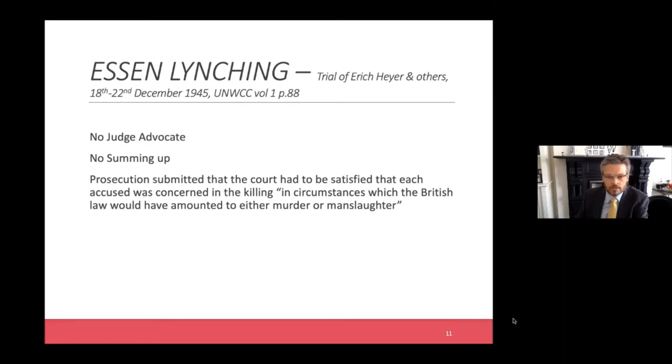There was no judge advocate and no summing up. The approach of the court to both the facts and the law which they applied does not appear in the report, save that there was uncertainty as to what exactly was the nature of the charge against these men. The wording of the charge alleged that the accused were concerned in the killing of three British airmen. The prosecutor said that for the purpose of this trial, he would invite the court to take the view that this was a charge of murder and nothing other than murder, presumably referring to a requirement of an intent to kill or, in the alternative, cause really serious harm.